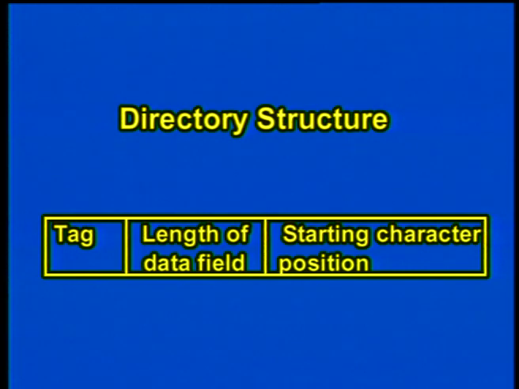Now, we will look at the directory structure. The directory entry structure again has three elements. One is the tag, which is the content designator. Then you have the length of the data field, and then you have the starting character position where that particular field actually begins. This is how the directory is structured. That means, every field which is there in the data record will have a directory entry, and this directory entry will have these three elements: tag, length of data field, and starting character position.